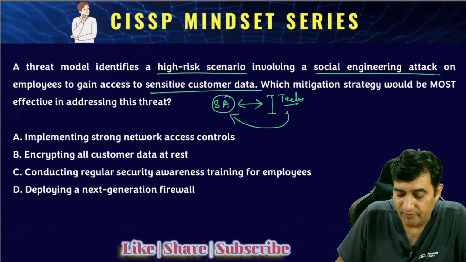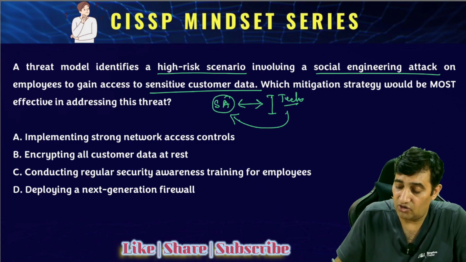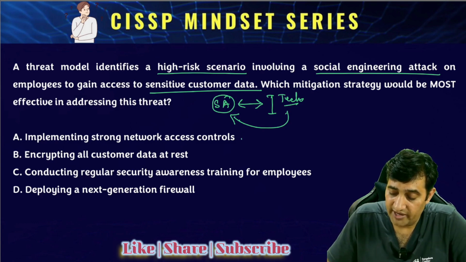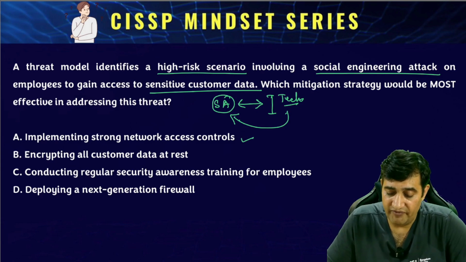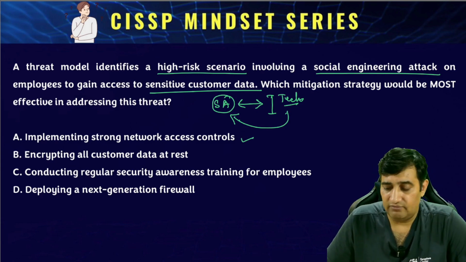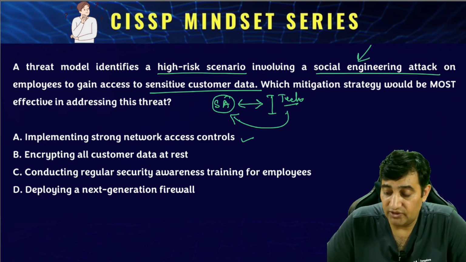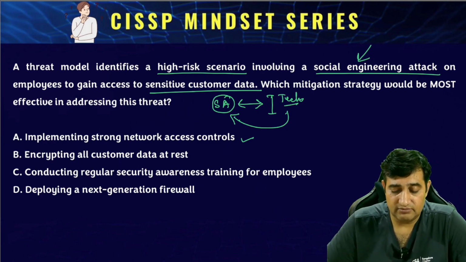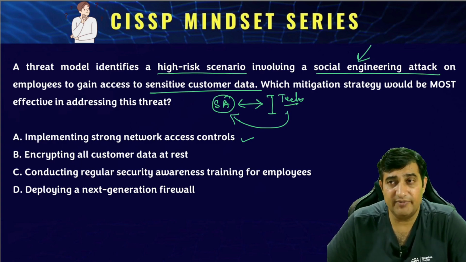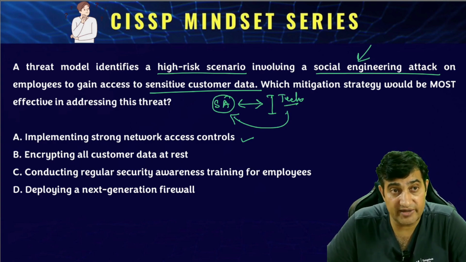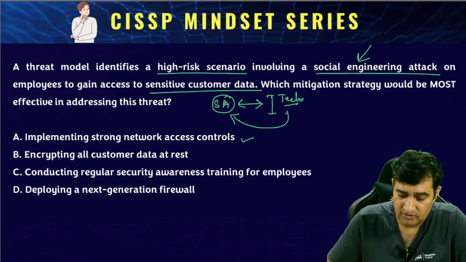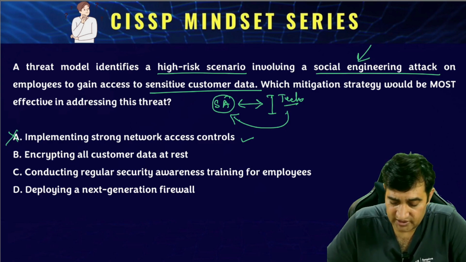It says implementing strong network access control. A strong network access control will fail if people become victims of the social engineering attack. Even if network security controls are there, they may sometimes fail because humans can override them, or they can take some alternate route. So that is why it is not the preferred choice.